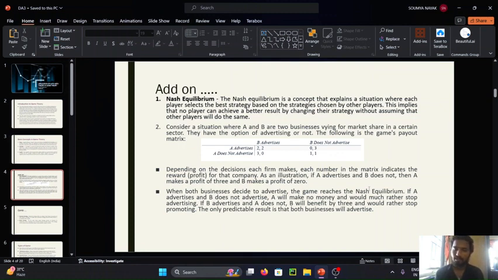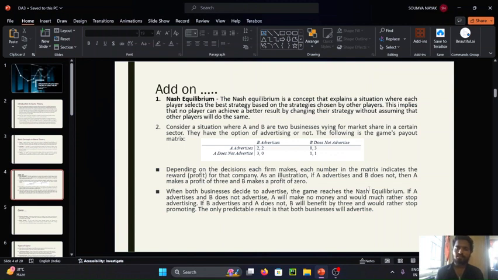Depending on the decision each firm makes, each number in the matrix indicates the reward for the company. As an illustration, if A advertises and B doesn't, then A makes a profit of 3 and B makes a profit of 0. When both businesses decide to advertise, the game reaches the Nash equilibrium, where you can see that A and B are both advertising and getting profits of 2 and 2. So this is the situation of Nash equilibrium.